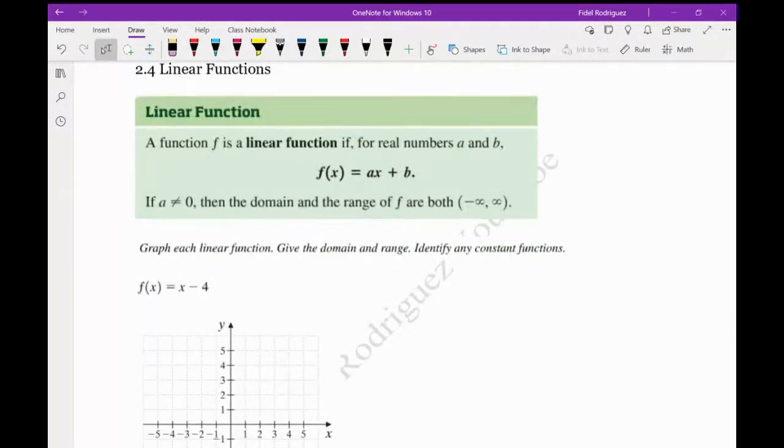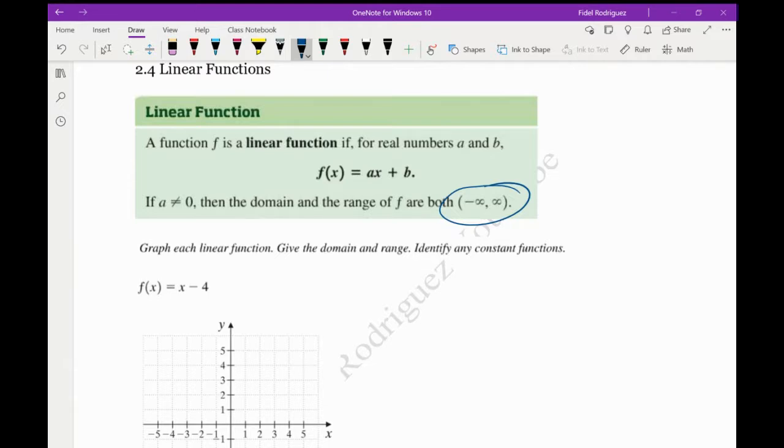So guys, the next section I have here is 2.4, linear functions. And it says a function f is a linear function if for real numbers a and b, f of x equals ax plus b, and a is not 0. And the domain and the range are both going to be everything from negative infinity to infinity, right?